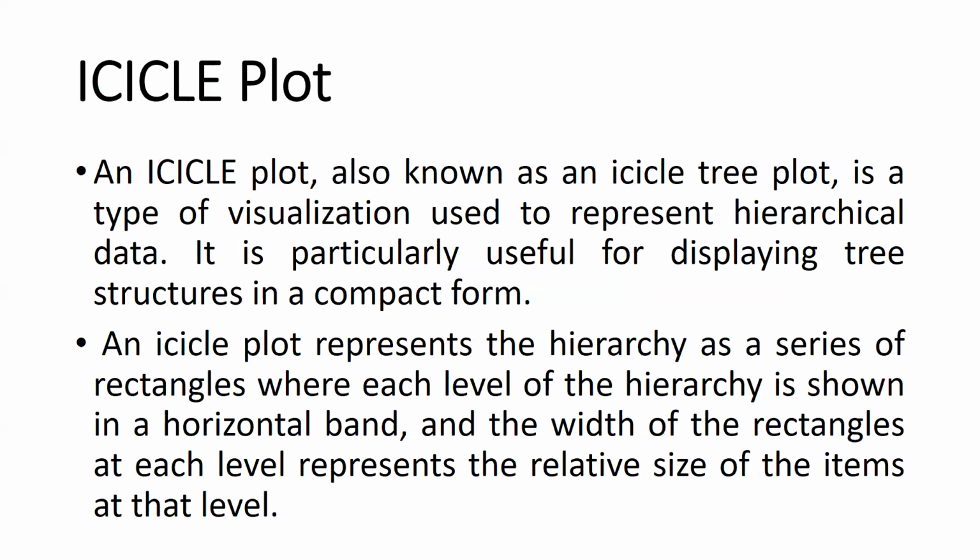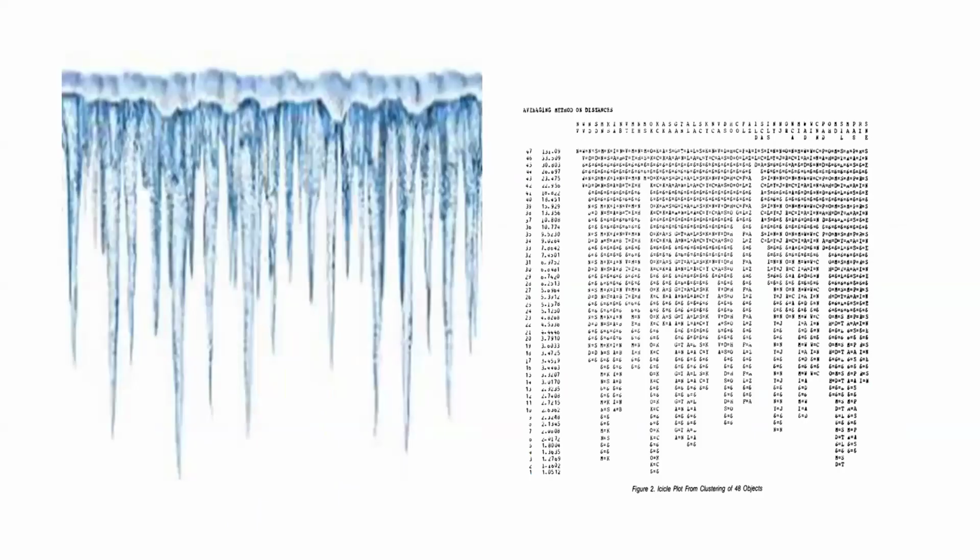An icicle plot is also known as an icicle tree plot. It's a type of visualization used to represent hierarchical data. It is particularly useful for displaying tree structures in a compact form. These icicle plots represent the hierarchy as a series of rectangles where each level of the hierarchy is shown in a horizontal band, and the width of the rectangles at each level represents the relative size of the items at that level.